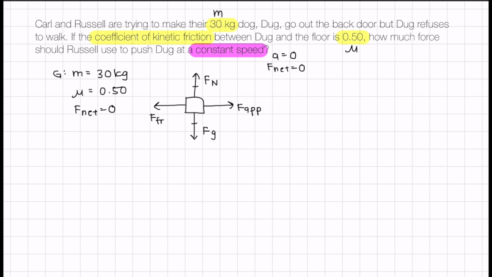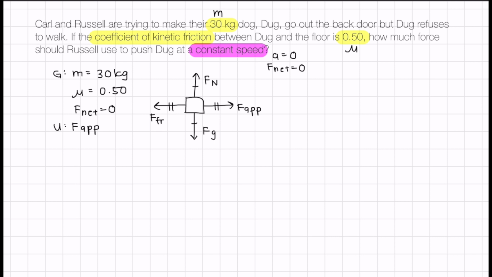So if F applied is going to the rightward side, then force of friction is in the leftward side. Now, because Doug is being pushed at a constant speed, that means that there is no acceleration. That means that there's no net force, and all of our forces have to be balanced. So F applied is going to be equal in magnitude to the force of friction. So let's go and talk about our unknown. Our unknown we're trying to solve for is F applied.